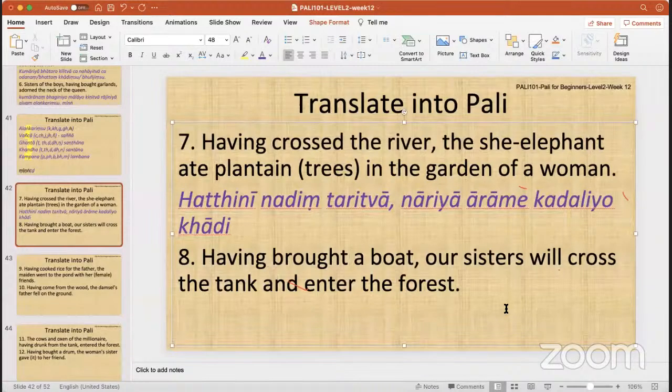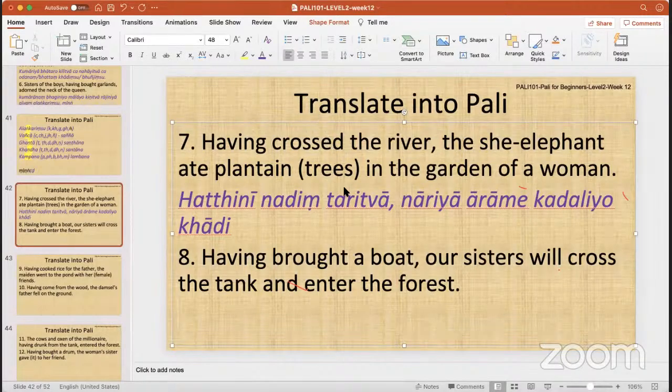Having brought a boat, our sisters will cross the tank and enter the forest. So enter or entered? That is number 8. Enter, right? So Vartamana Kala. Having brought a boat, our sisters will cross the tank and enter the forest. So what is the final verb here? Pavisanti.